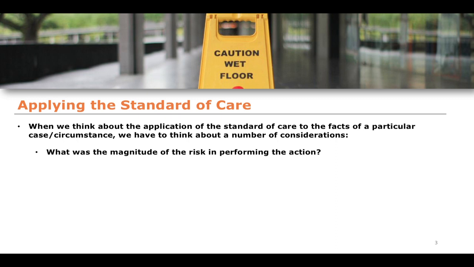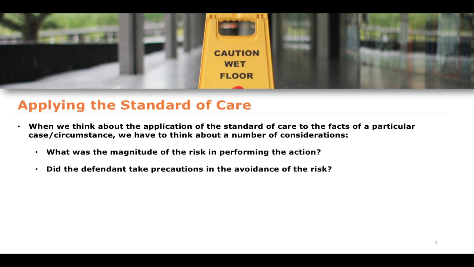Now, the considerations that we have to think about are the extent to which the magnitude of risk existed in the performance of a particular action. What was the magnitude of risk? Was it an unjustifiably risky action? Or was it something that was not particularly conducive to a significant amount of risk? Did the defendant take any precautions to avoid any kind of risk? These are the two questions that we generally consider.